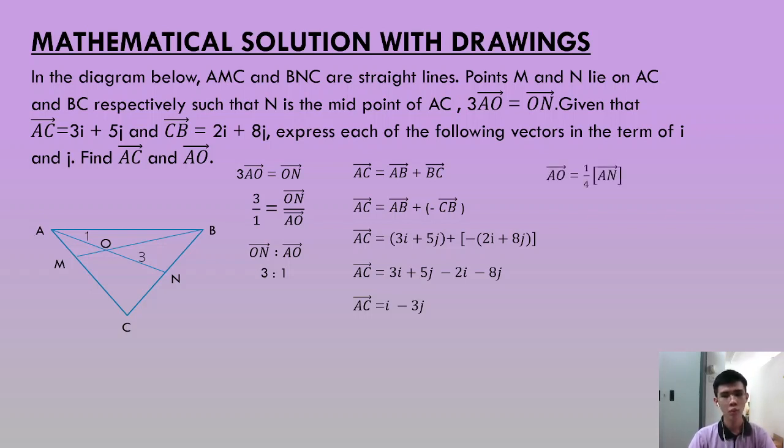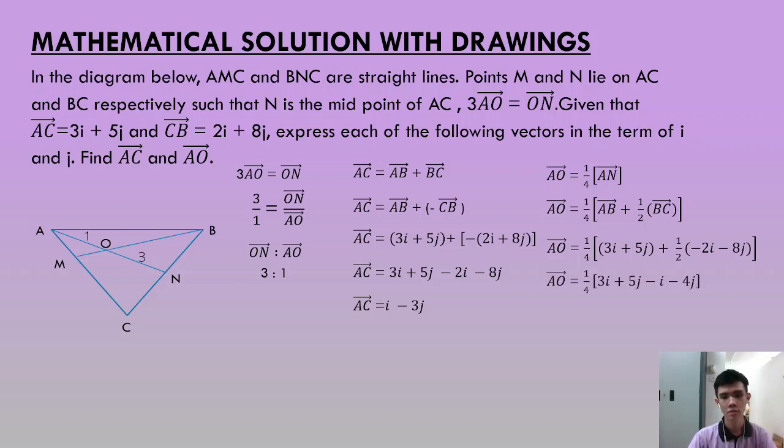AO is equal to 1 over 4 in bracket AN. And AN is also equal to AB plus 1 over 2 BC. AO is equal to 1 over 4 and in bracket 3i plus 5j plus 1 over 2 in bracket negative 2i minus 8j. And after we open the bracket, it will become 1 over 4 in bracket 3i plus 5j minus 1 minus 4j.